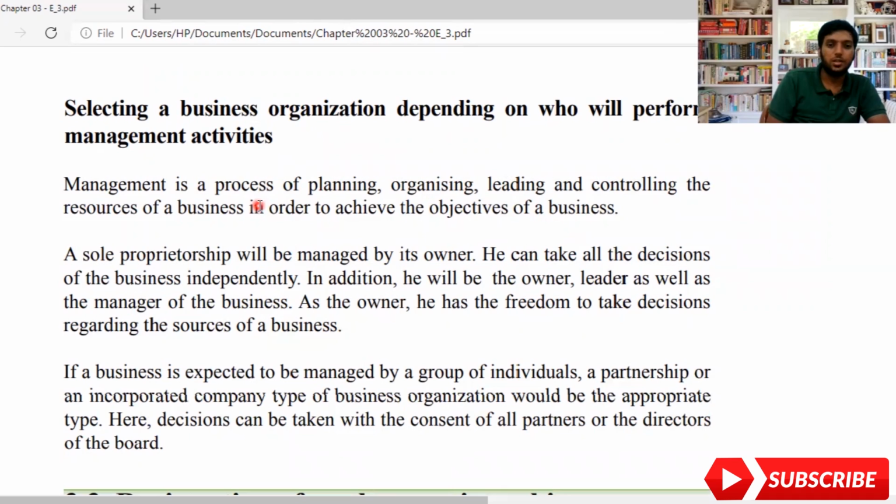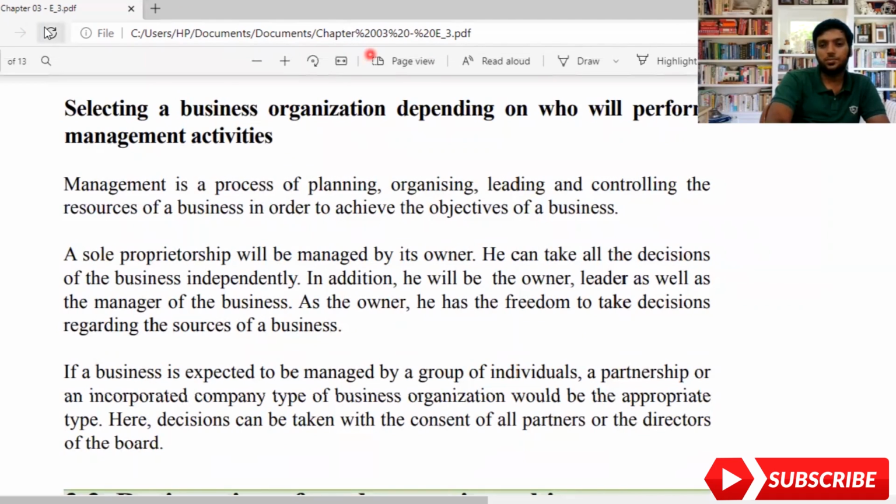the business organization. So a sole proprietorship will be managed by its owner. The owner is the one who is managing the sole proprietorship. He can take all decisions of the business independently. In addition, he will be the owner, leader, as well as the manager of the business. As the owner, he has the freedom to take decisions regarding the sources of the business.